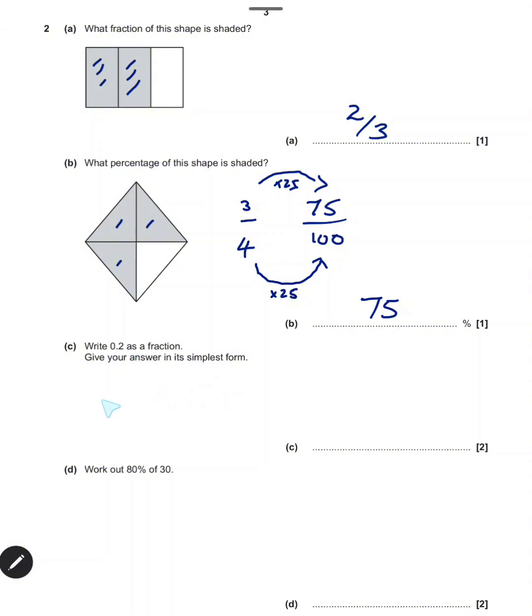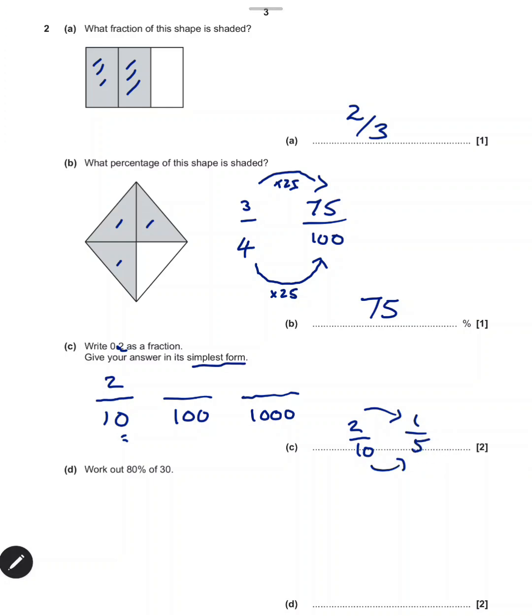0.2 is a fraction. If you're changing a decimal to a fraction, it will be out of 10, out of 100, or out of 1,000. And all we need to do is count how many digits after the decimal point. So there's only 1 digit after the decimal point. That means I want 1 0. So we're just going to write 2/10. 2/10 is the answer, but it says give your answer in its simplest form. So we'll half the top and half the bottom, and that comes out at 1/5.